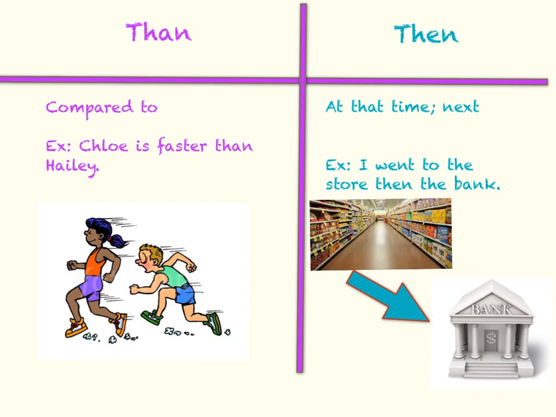In this example, we have two commonly confused words, especially when we're writing. The words are than and then. Than means to compare to. The example would be, Chloe is faster than Haley. The word then, which means at the time or next, the example would be, I went to the store, then to the bank.